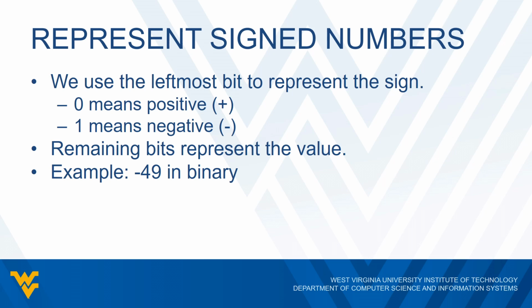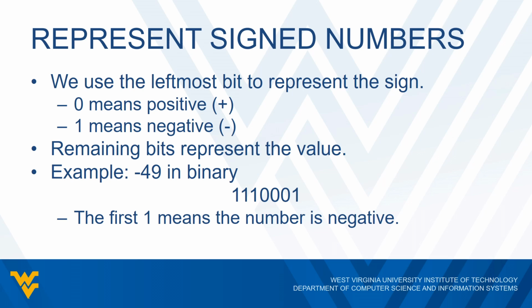Well, the way we would do this is we would set it up as 1110001. So here, the leftmost 1, that very first one, means that the number is negative. And the rest of the value, 110001, is 49 in binary.